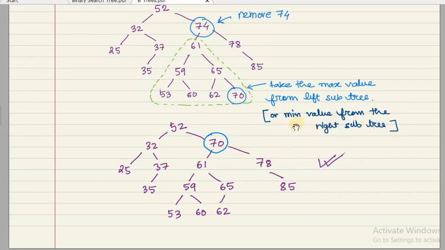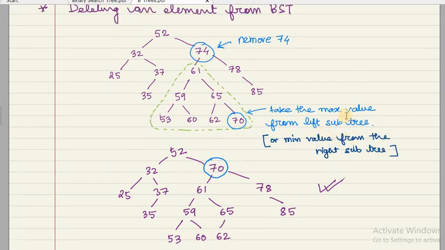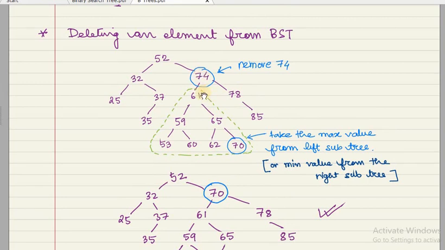Here I have written, or minimum value from the right subtree. There is a convention: either you always take the maximum value from the left subtree, or you always take the minimum value from the right subtree. It is the same. For example, in this case we had 74. Now suppose you take the minimum value from the right subtree, which is written in the brackets. It is 78, so you can also take out 78 and put it in the place of 74, and still you will find that the binary search tree is maintained.